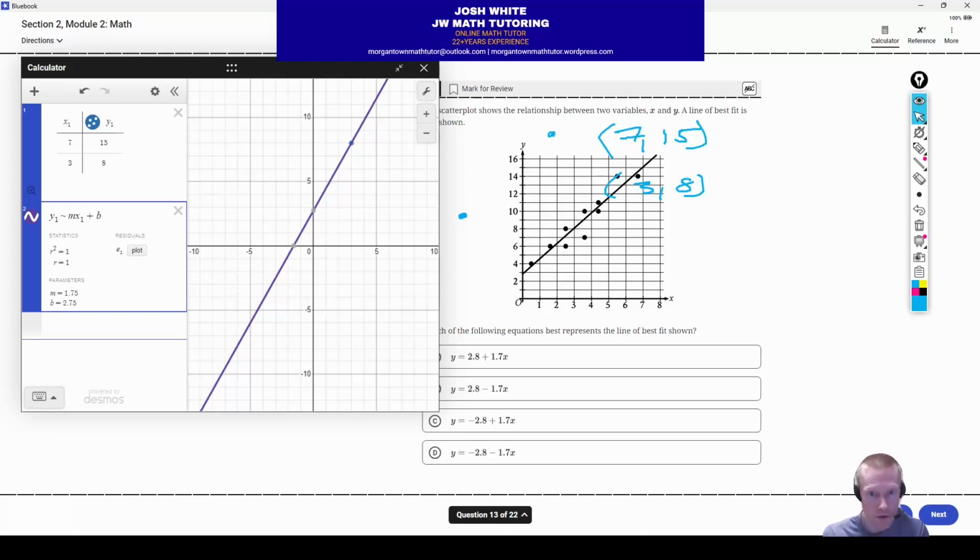Okay, now the numbers aren't going to match exactly, but notice they're pretty close. It gives us a slope of 1.75, but that's pretty close to positive 1.7. And the b value it gives us is 2.75. That's pretty close to 2.8. So basically that tells me it doesn't go through exactly these points. One of these is maybe a little bit off. But in any case, we got values that are close enough to confirm that letter A is the correct answer here.